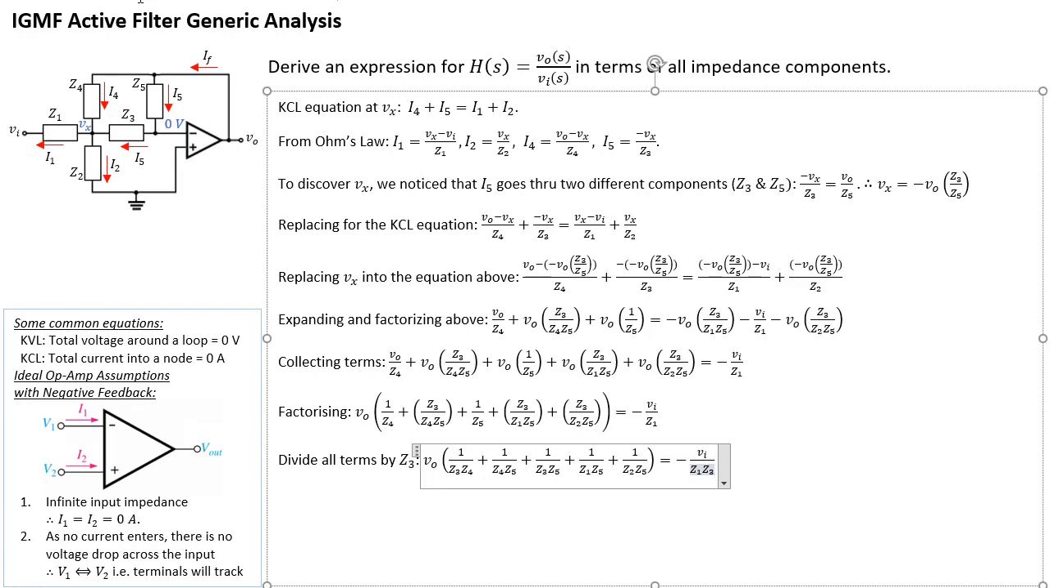Okay, so this is what you get after you divide everything by Z3. So the next thing we can do is, if you notice, there's the Z5 in quite a few places there, so I can factorize that out. All right, so I'm going to factorize that out. So we just copy that, and I say factorizing the internal bracket.